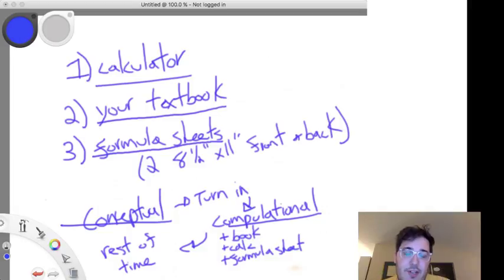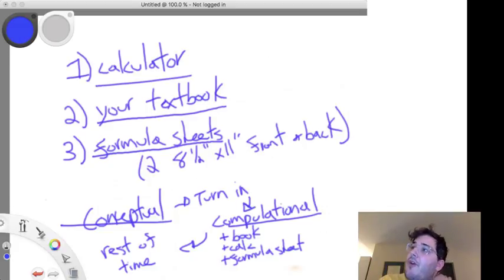The conceptual exam is the same length as it's been. It's 50 questions, multiple choice. And the computational has between 6 and 8. So it's only open book for the computational. And the length of time for the conceptual should be the same as it's been.